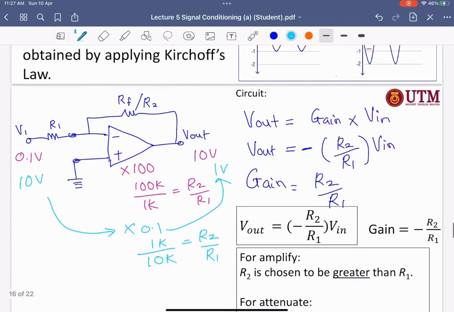Okay, let me ask you again. If we have input 0.1, the output that we can get is 10 volts, right? Do we get plus 10 volts or minus 10 volts? Plus or minus? Yes, it's minus, right? Good.